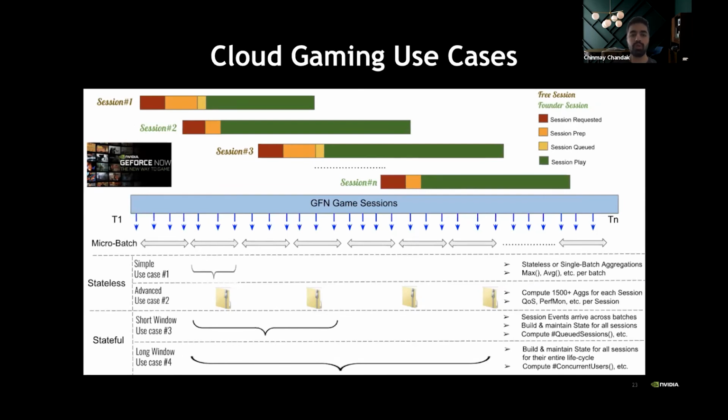So the types of use cases that we have are either stateless or stateful. By stateless, batches of data come in and maybe you're interested in some field, you want to compute the max or average. So they're literally simple.